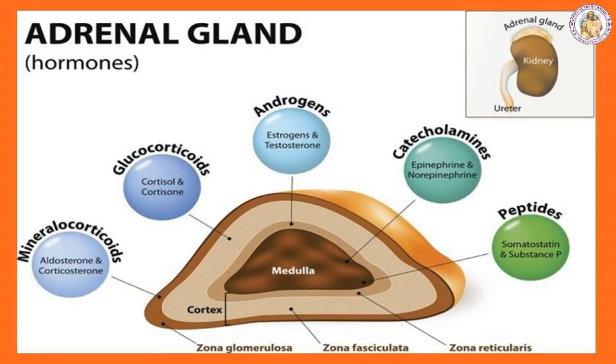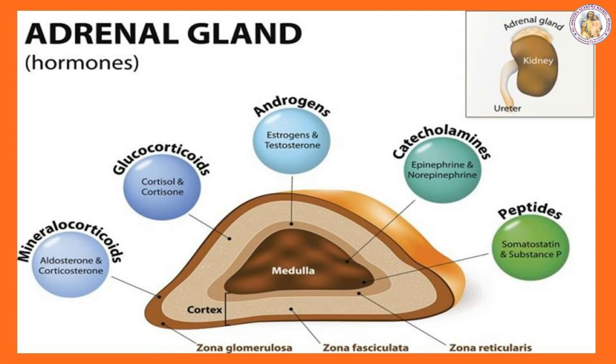Hormones of the adrenal cortex. The hormones secreted by the adrenal cortex are glucocorticoids and mineralocorticoids. Among the functions of glucocorticoids, they regulate cell metabolism. They stimulate the formation of glucose from glycogen in the liver. They act as anti-inflammatory and anti-allergic agents.